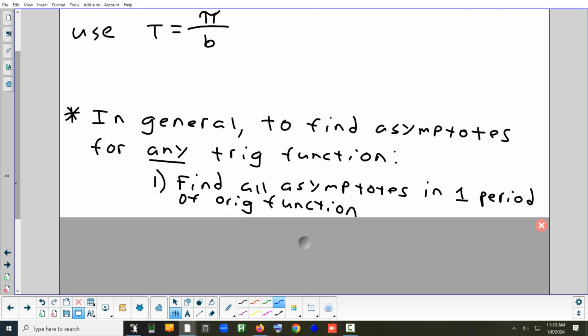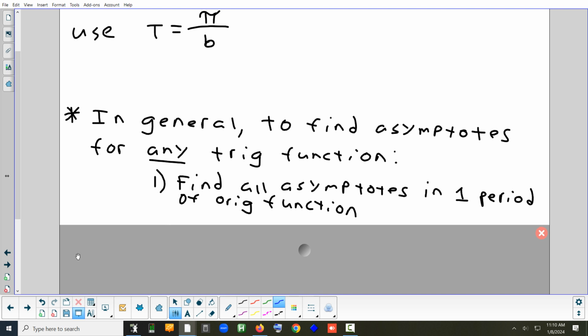So in order to find asymptotes, this is actually for any trig function, because we're going to learn in a minute that when we do secant and cosecant, those have asymptotes in them as well. Sine and cosine are the only ones that don't. Okay, but if you want to find asymptotes in any trig function, first step is find all the asymptotes in one cycle of the original.